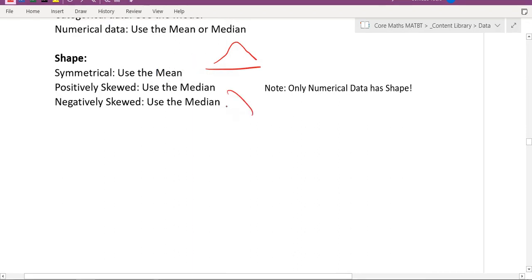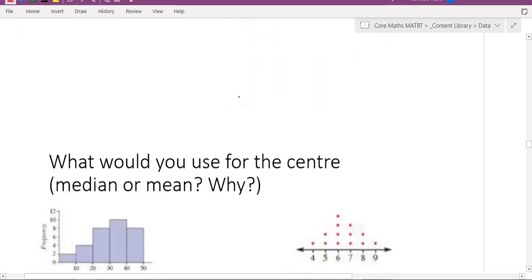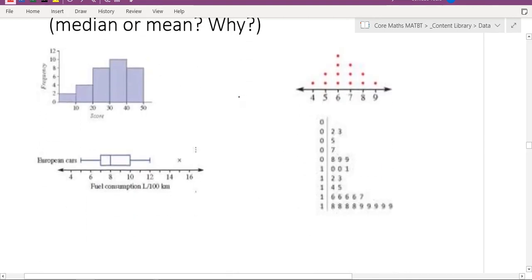But if your data is skewed, if it looks like this, or like that, or if it looks like this, then you should use the median, because it's skewed. So just remember that if your data is symmetrical, use the mean. If your data is skewed, use the median. That's really all you have to remember for it. So in that case, let's look at this.